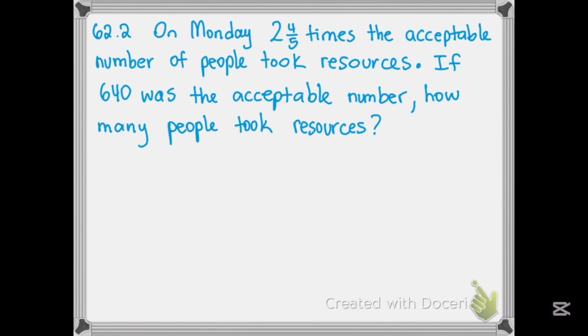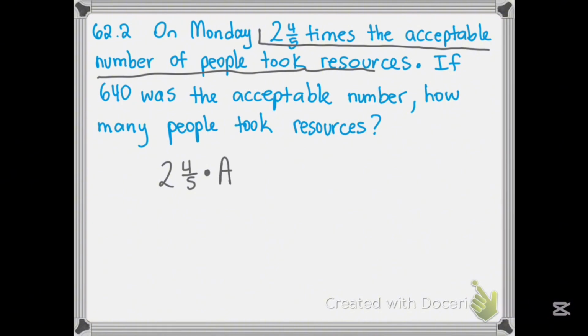Let's look at another example. It says, on Monday, 2 4/5 times the acceptable number of people took resources. If 640 was the acceptable number, how many people took resources? Now notice here, if you read these, you can find your equation. Let's translate it. 2 4/5 times multiplication, acceptable number, so I'll put A, is the people that took resources. So let's put resources there.